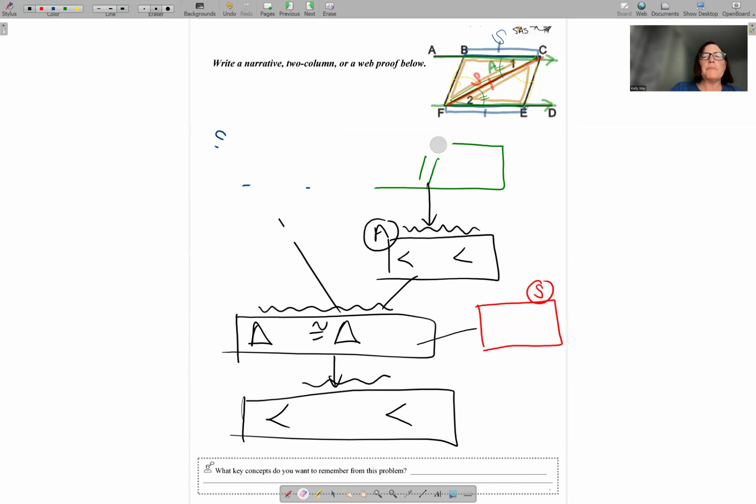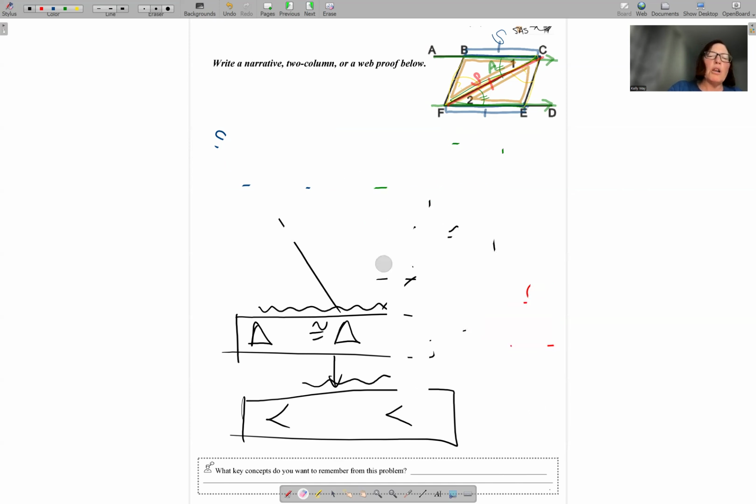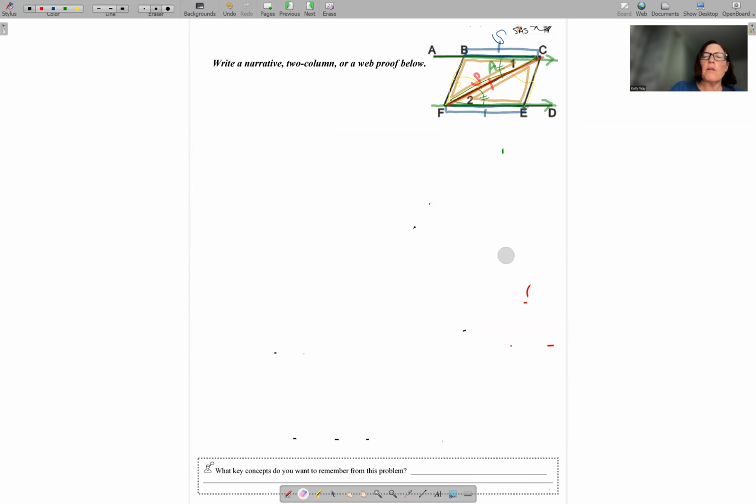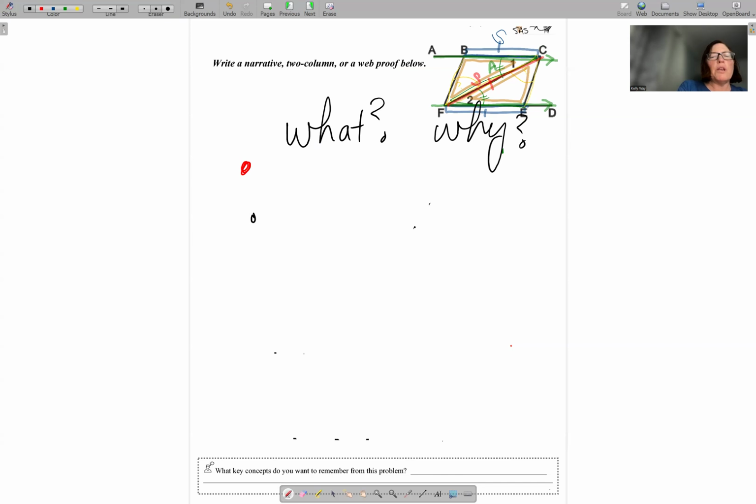Or you can do a two-column proof with the I know that and what's true and why is it true, each and every one. And it would be side angle side, which triangles are congruent, and then the parts congruent. So every sentence is a what and a why.